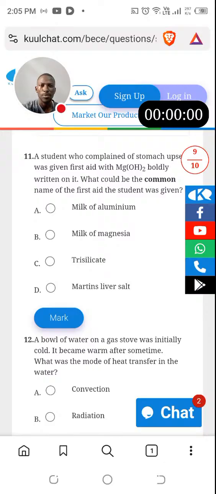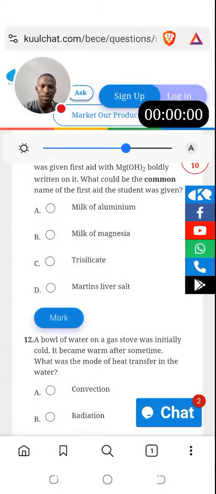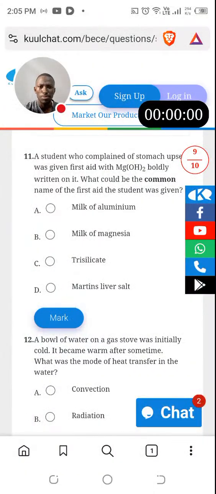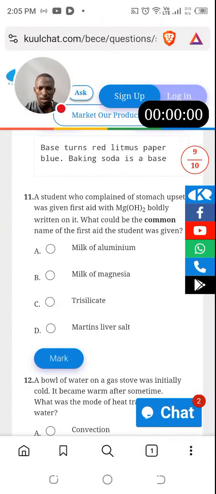What do you think? Let me increase the brightness. So we have the brightness being increased. What could be the first aid? I'll go for milk of magnesia. Trisilicates? No. Milk of magnesia. Yeah, so 10 out of 11. Oh, no, wait. Next question.